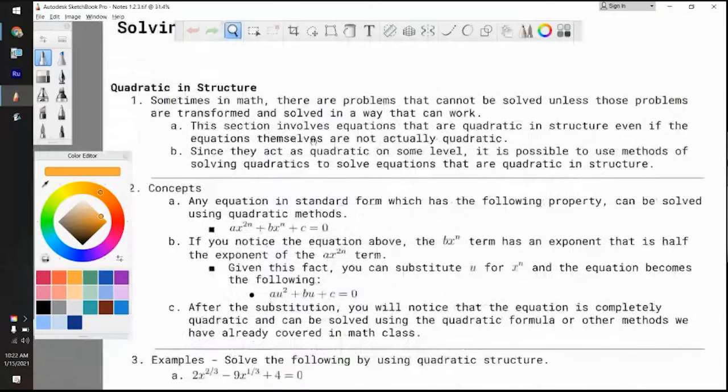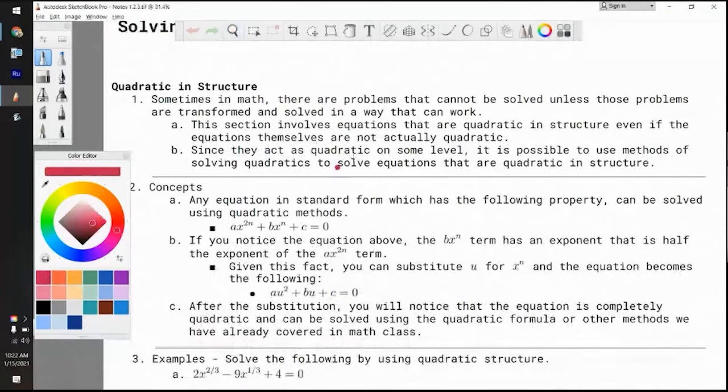Structure equations. So it says right here, sometimes in math there are problems that cannot be solved unless those problems are transformed and solved in a way that can work. Okay, so you're going to see a question where you cannot solve it, so we're going to turn it into a quadratic looking equation. That's why it's called quadratic structure, and then use quadratic formula to solve it. That's the moral of the story here.